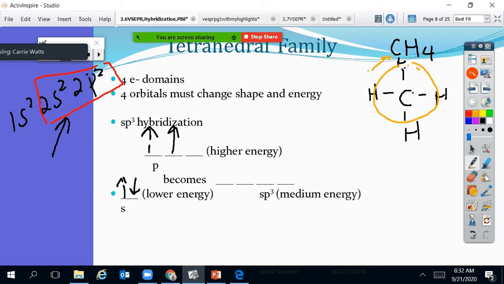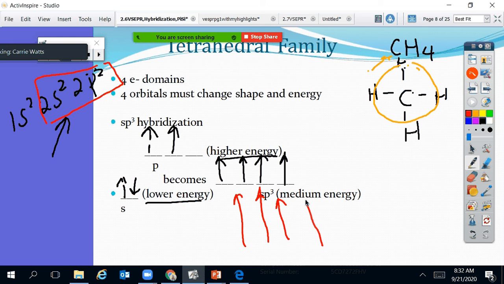Okay, what ends up happening is it hybridizes to become this. You can see the lower energy, the higher energy. It hybridizes to become this sp3 hybrid, making openings for the hydrogens to come in here and bond in all 4 spots. So that's technically what's happening, and we call that an sp3 hybridization.